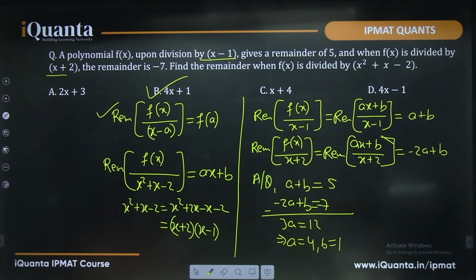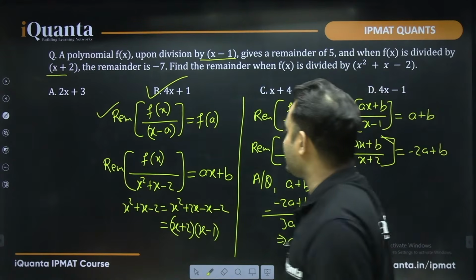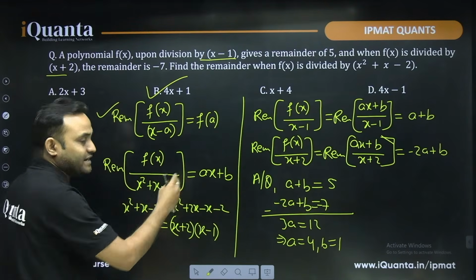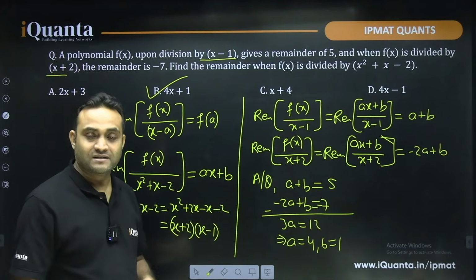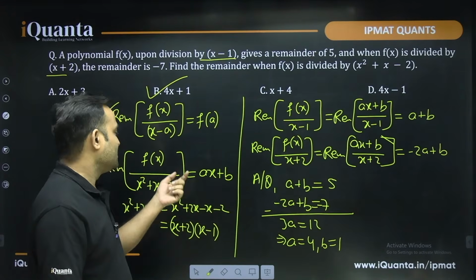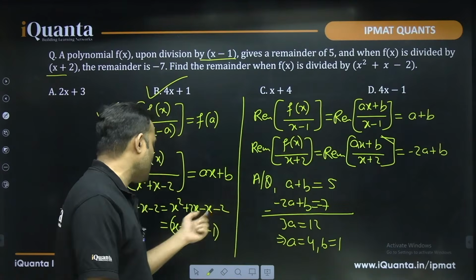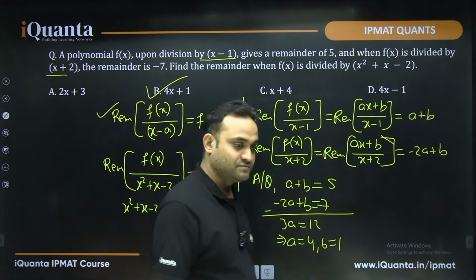ax plus b we took from our side. Yes, Maverick, as I said, when you divide a polynomial by a quadratic, then the remainder will be ax plus b, right? The same remainder can be obtained when f(x) is divided by x minus 1 or x plus 2, because these two are factors of this. ठीक है?